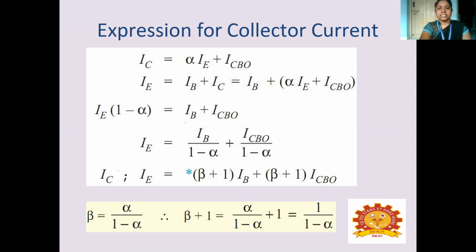And IE and IC are almost similar, as I have derived already. So I'm going to convert alpha into beta, that is, 1 divided by 1 minus alpha becomes 1 plus beta, giving 1 plus beta into IB plus 1 plus beta into ICBO. We know already that beta is alpha divided by 1 minus alpha. So beta plus 1 will become alpha divided by 1 minus alpha plus 1, and that is what we substitute here.